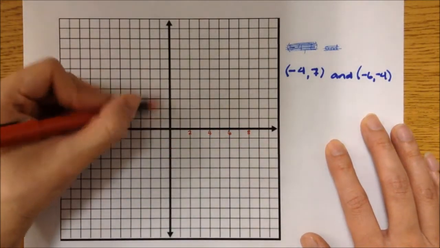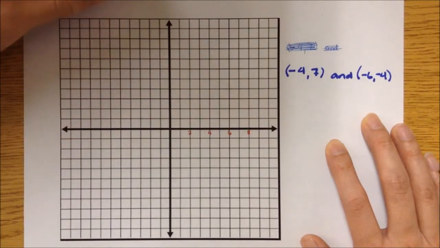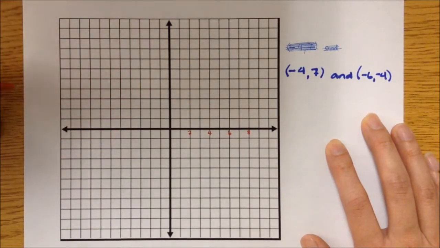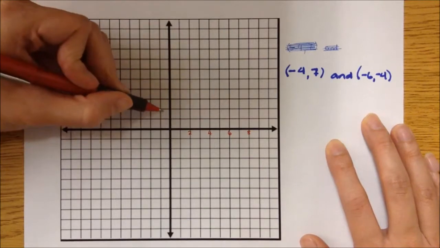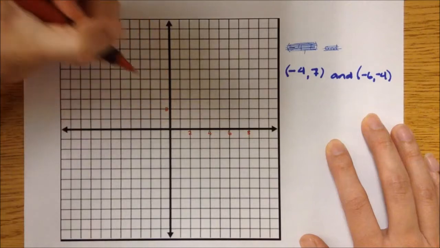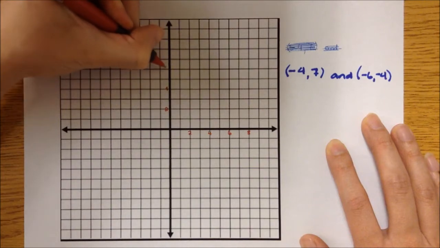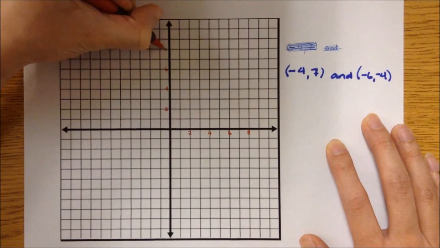Now here, my y-axis above the x-axis is also positive, so I'm going to do the same. Count off by 2. 1, 2, 3, 4, 5, 6, 7, 8.